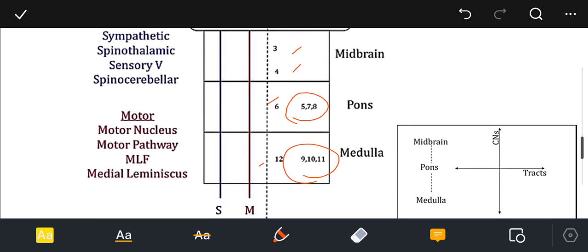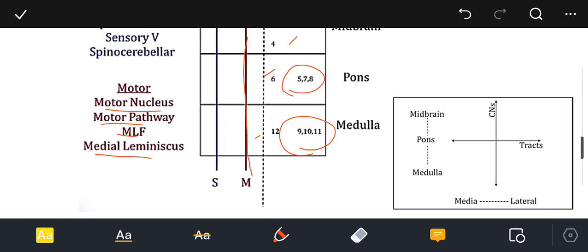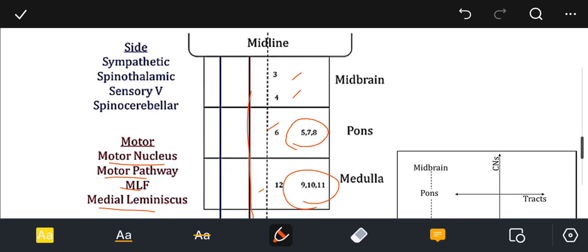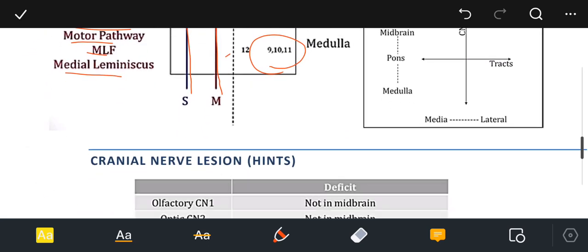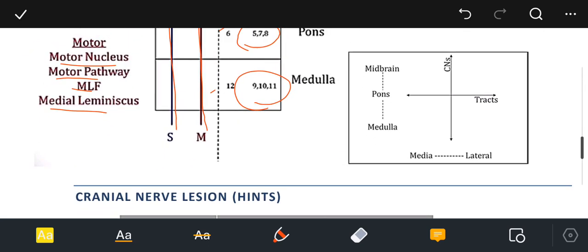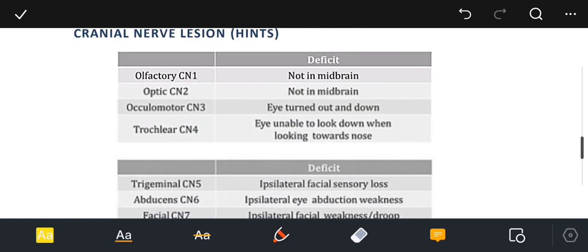The medial tracts are the motor nucleus, the motor pathway, and the medial longitudinal fasciculus, and they are located medially, like over here. The side pathways are sympathetic, spinothalamic, sensory fiber 5, and spinocerebellar, and they are located on the sides. So you must remember it like that, and this will help you localize the lesion in the brainstem. So this is the midbrain, pons, and medulla. This is the central nervous system and these are the tracts. Okay, so cranial nerve lesions.